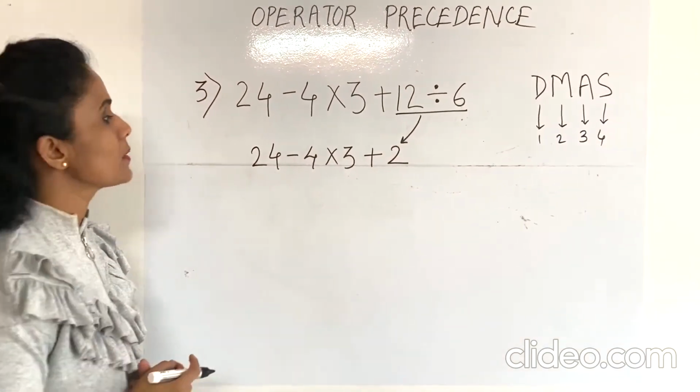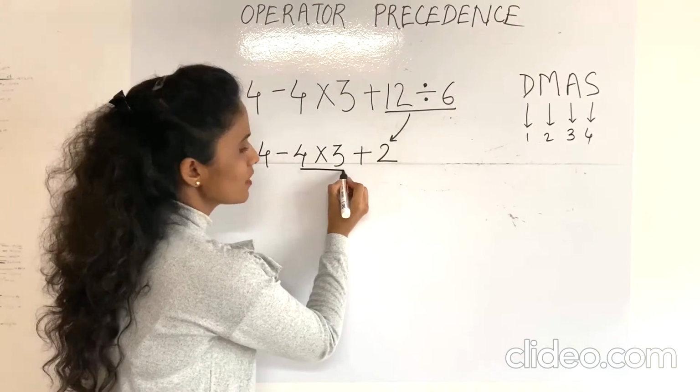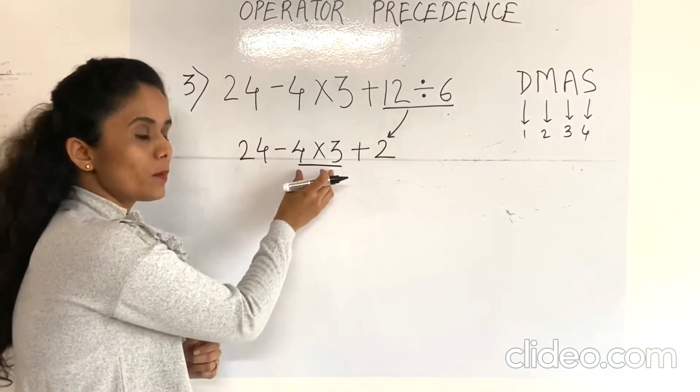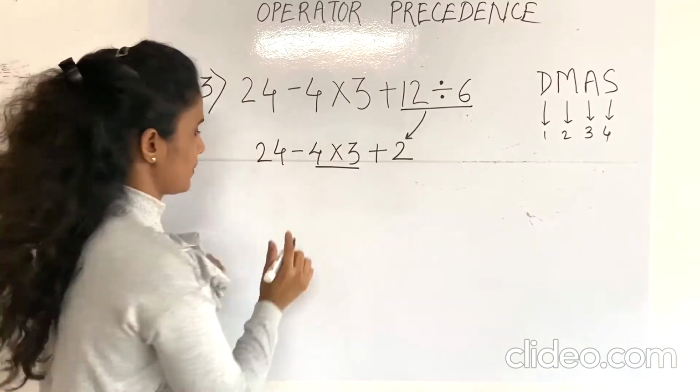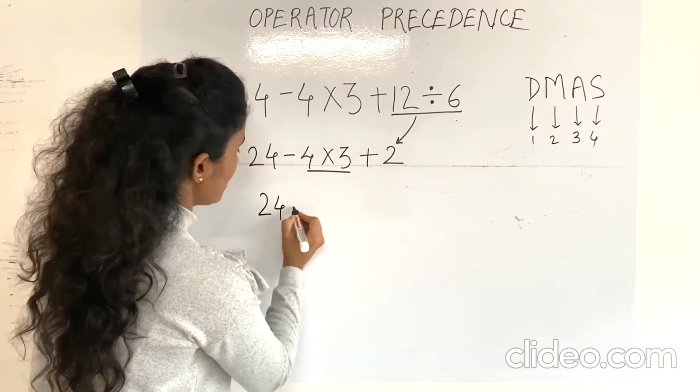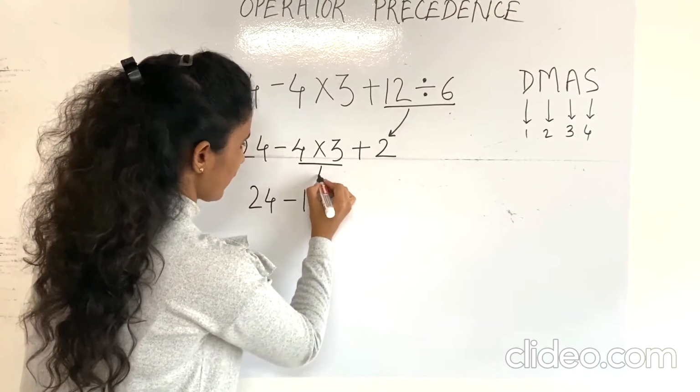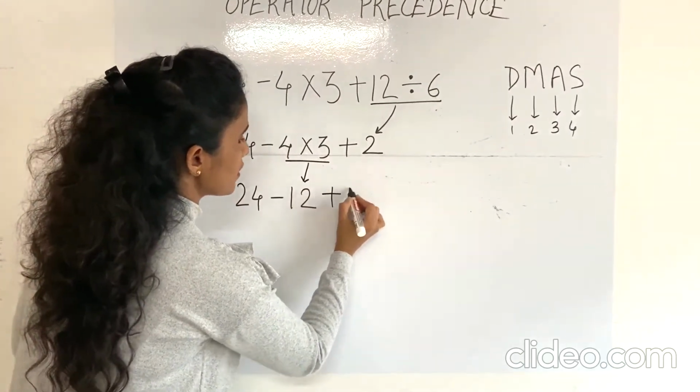So next comes multiplication, which is this part. 4 multiplied by 3 is 12. We will write it in the next step. 24 minus 12 here plus 2.